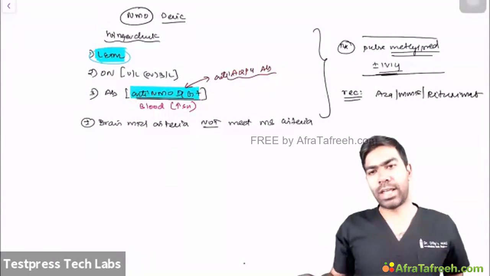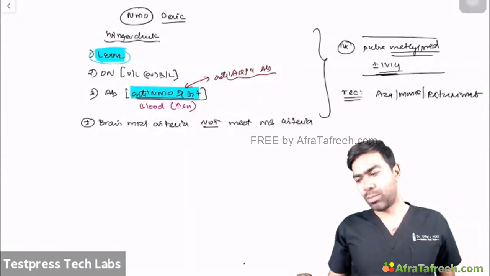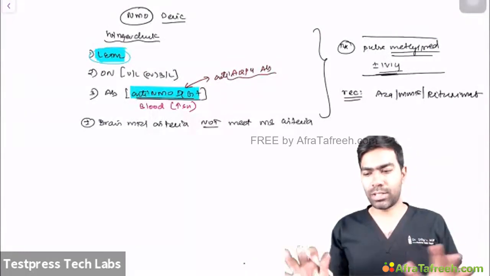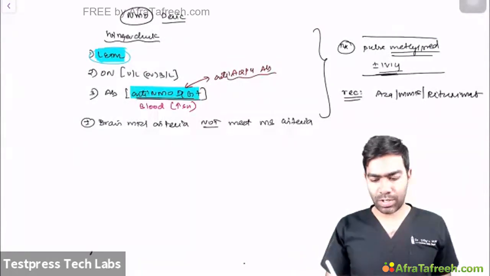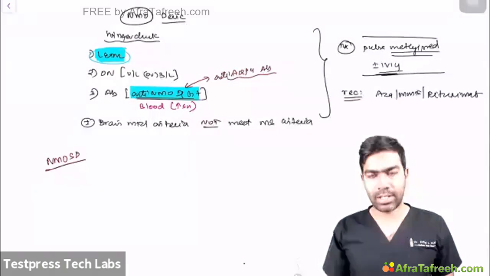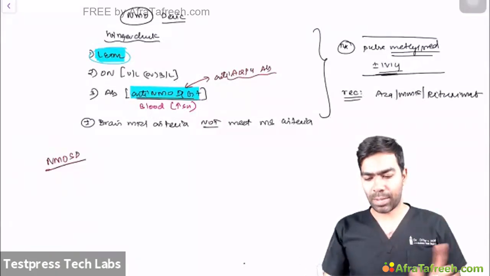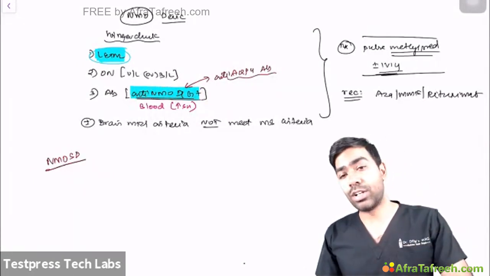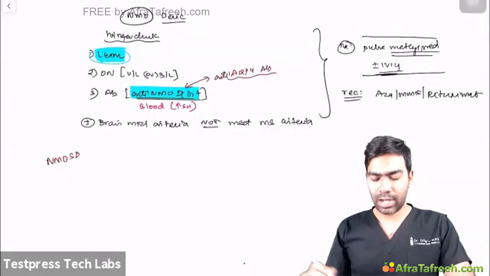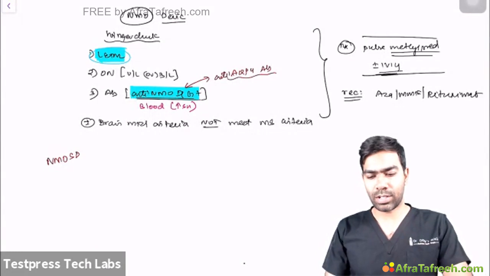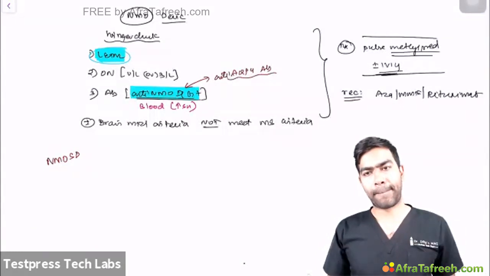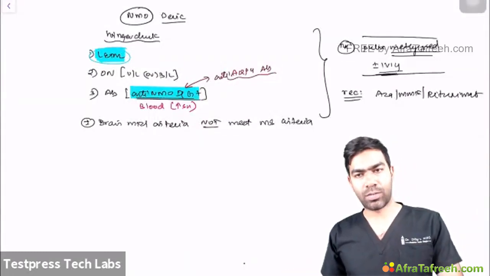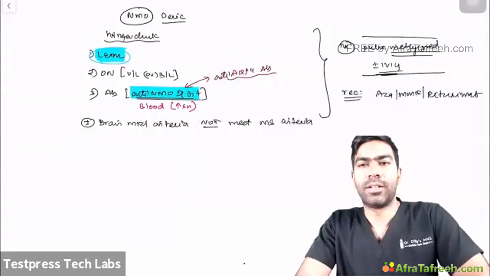Can anyone tell me if there is another antibody that can produce an NMO-like picture? NMO is very difficult to understand, even though this much is enough for exams. But there is a whole spectrum of disorders called NMO spectrum disorders, NMO-SD. I'm not talking about NMO IgG. Leave that. There is one antibody seen in connective tissue disorders that can give rise to an NMO-like picture, called NMO spectrum disorder. What is that antibody? Anyone? At least you can guess, no?